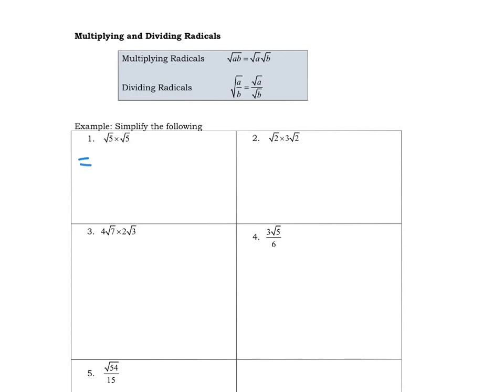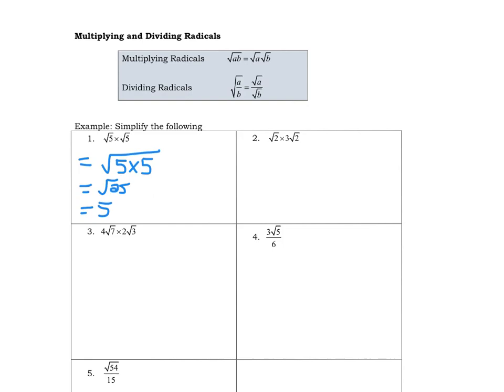So root 5 times root 5, you can write this under one square root. And you get the square root of 25. Which you can evaluate as 5. I would not expect you to write these steps. You should recognize that the square root of 5 times the square root of 5 is 5.